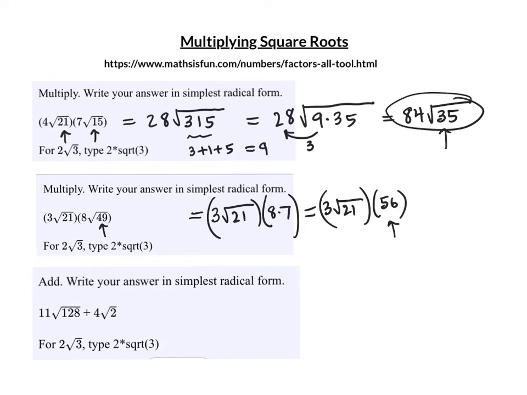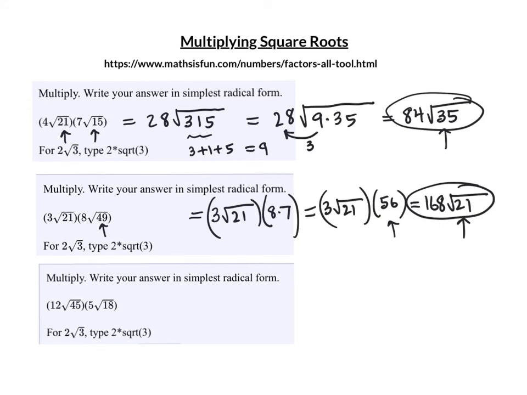So on my calculator, I'll do 3 times 56, and I'll get 168. This is 168 root 21. Now I already checked, 21 is 3 times 7. There's no perfect squares in 21, so I've got my answer.